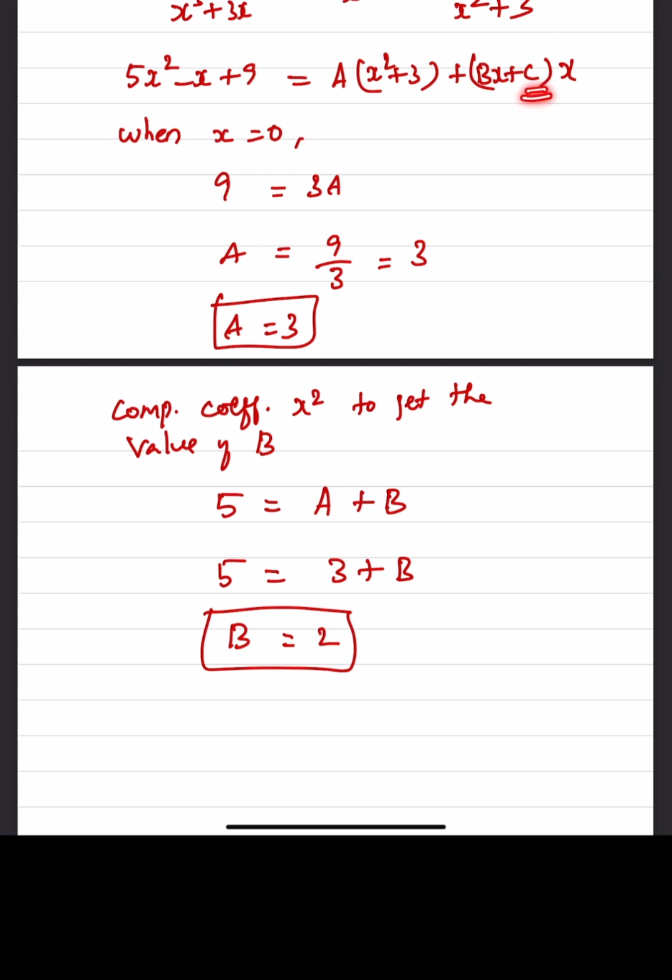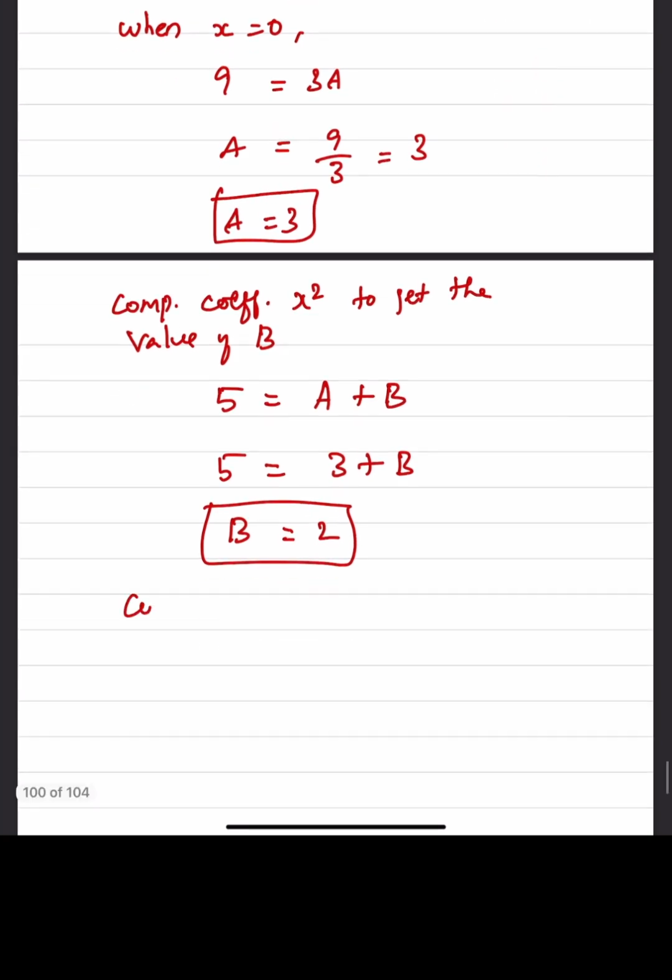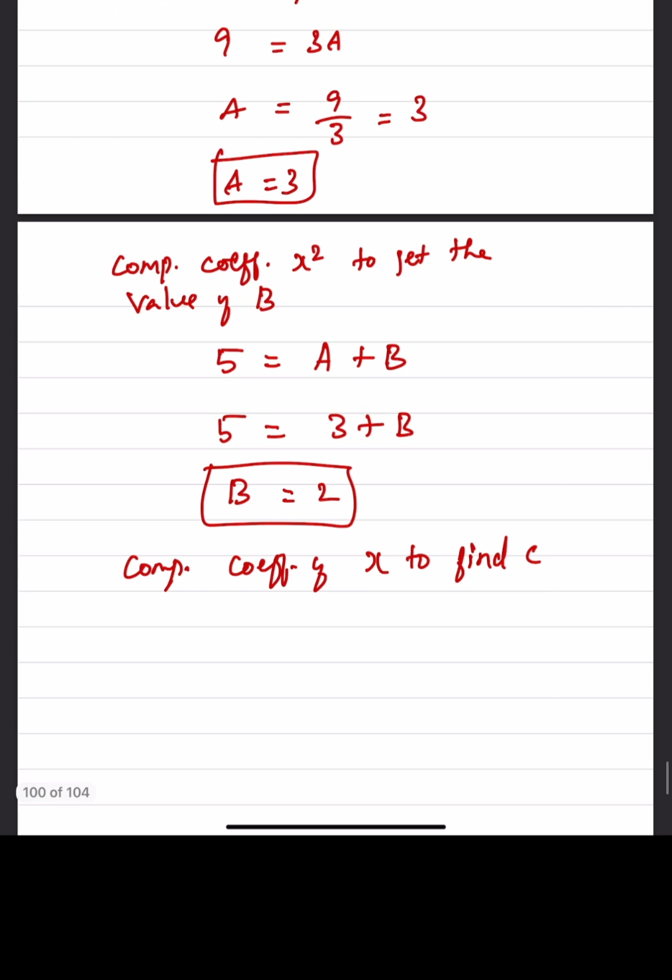Now we need to find the value of c. When you multiply this, it will be cx. So we will compare the coefficient of x. On this side it will be minus 1. Here it will be c. So c equal to minus 1. So we compare the coefficient of x to find c. So minus 1 equal to c. So we will write it as c equal to minus 1.